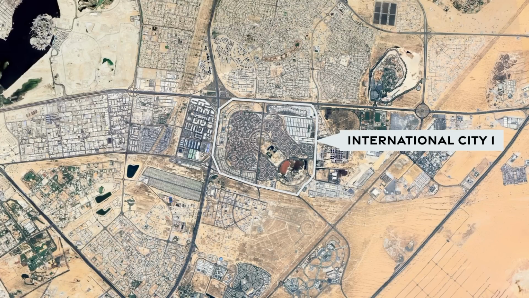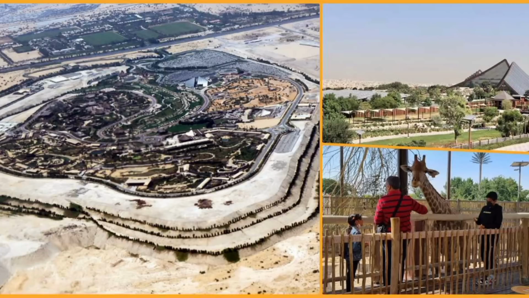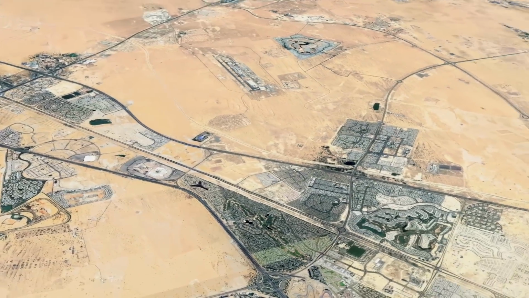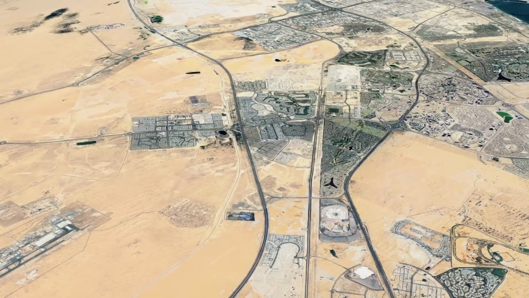International City Phase 1 is a huge community that features the Dragon Mart Mall and also is very close to the Dubai Safari Park. International City is the lowest price AED per square foot freehold area of Dubai. Apartments here are an average of 500 dirhams per square foot and the average price is just around 350,000 dirhams.